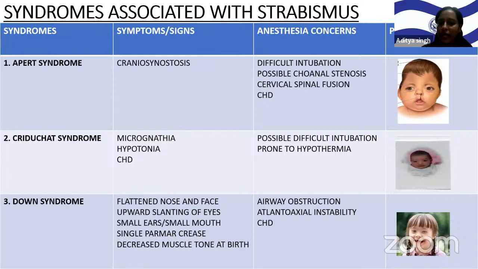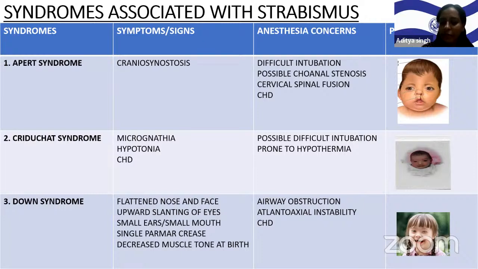Another one is Cri-du-chat syndrome. It is a partial deletion of chromosome 5. These babies will have micrognathia, hypotonia and congenital heart disease. Anesthetic implications: these babies are prone to hypothermia and they have difficult intubation.